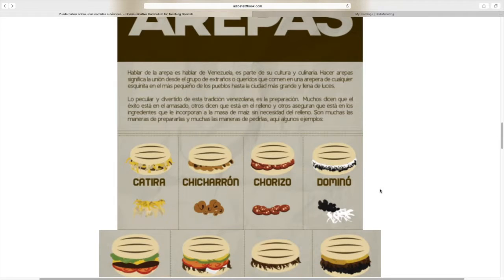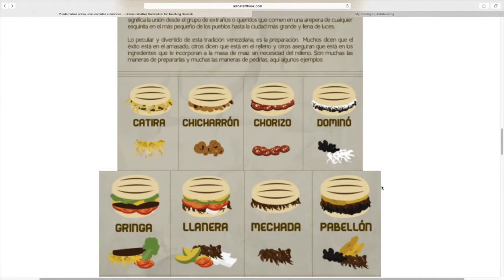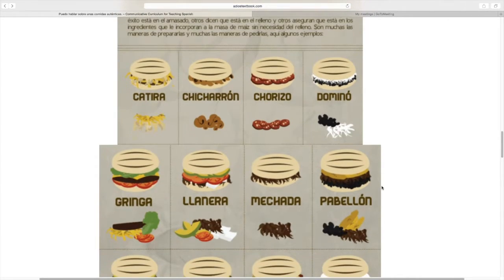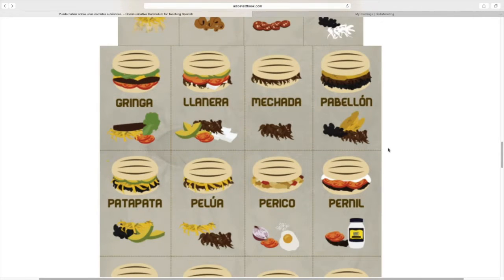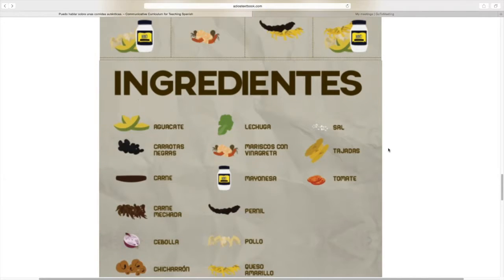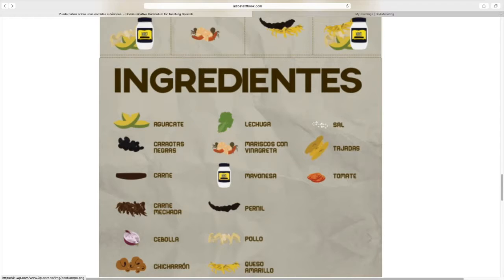And this infographic kind of breaks down the different types of arepas. So here's these different really unique names, not always just explaining what's inside them. Like domino is not the ingredient, but it's just a name of a certain type of arepa. It's really visual, which I think is good. And it gets even better here at the bottom when it tells you what the ingredients are.